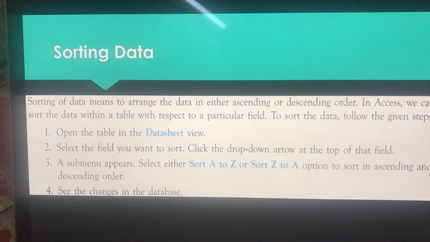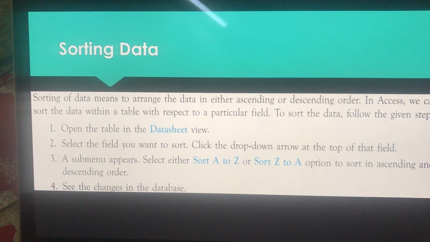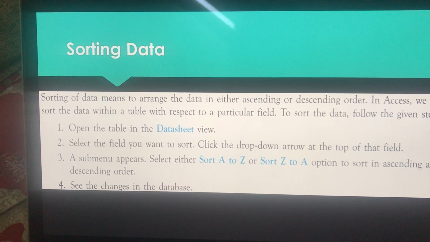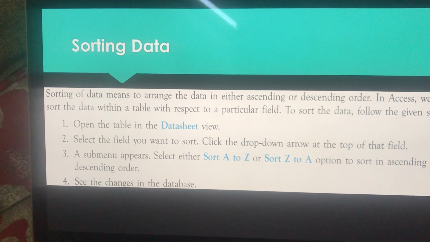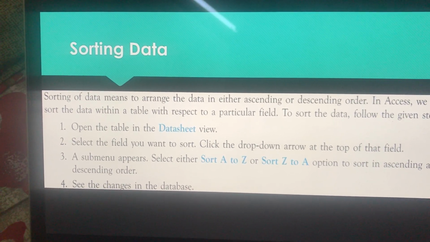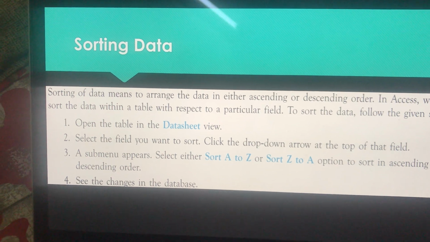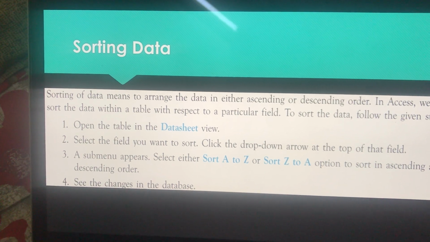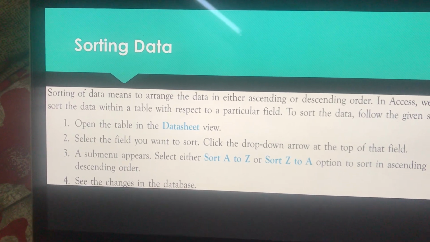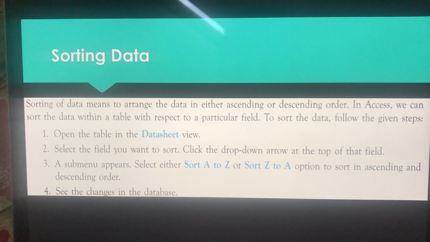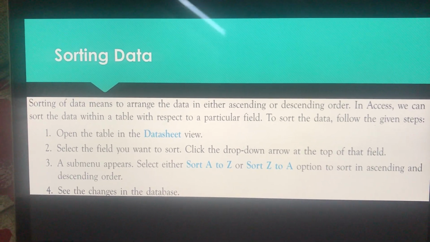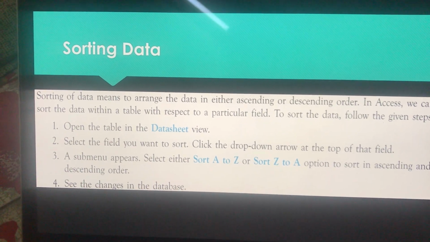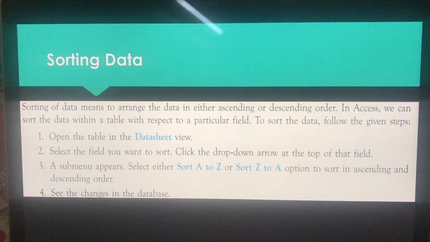First of all, open your table in the datasheet view this time. Select the field that you want to sort, and then there is a drop down arrow, a small triangle, that you have to click on at the top of the field, and then various submenus will appear. You can either select the A to Z sort or Z to A sort option. A to Z is ascending order and Z to A is termed as descending order. You can select any option of your choice, and then you will be able to see the changes in your database.